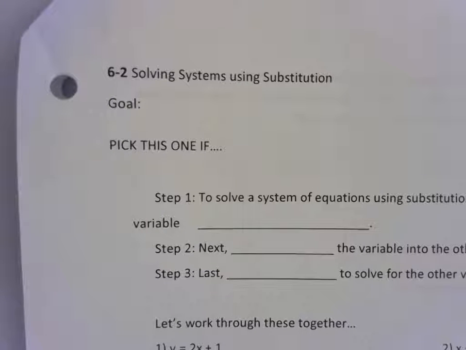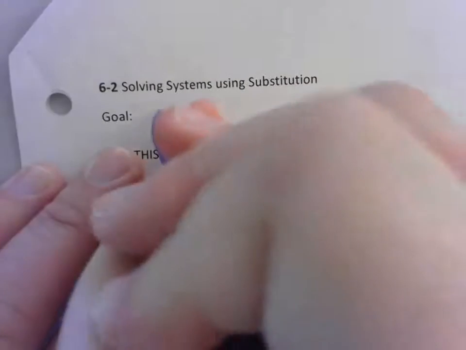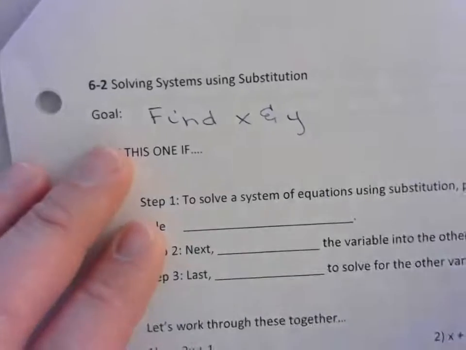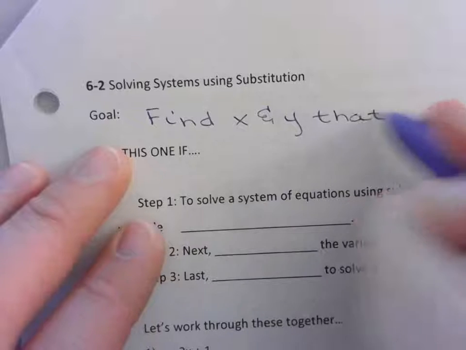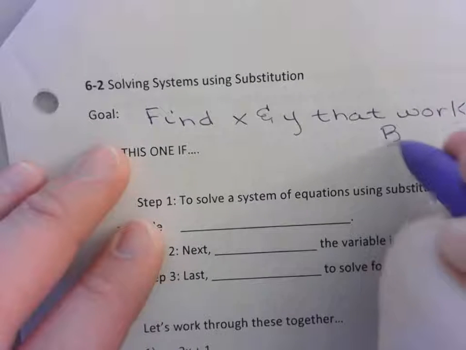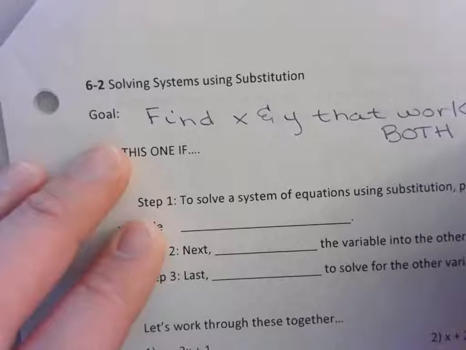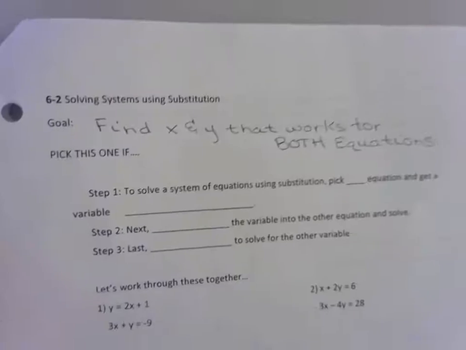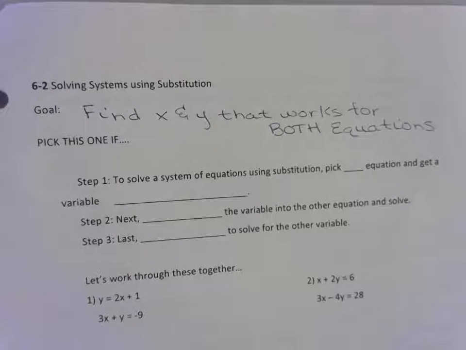So now we are going to solve systems using substitution. My goal, just like any other system, is to find x and y that works for both equations. That is the goal. Whenever we solve a system, my goal is to always find an x and a y value that works for both equations. Like I showed you yesterday in the notes, you can plug in x and y to both equations and both equations come out true.